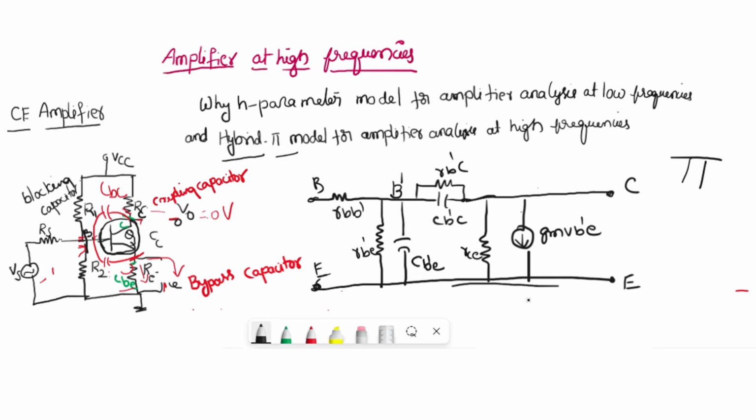Okay, so this is about why the H parameter model is used for low frequency analysis and why the hybrid pi model is used for high frequency analysis. In the next class, I'll explain in detail about this hybrid pi equivalent circuit. I'm going to explain all the resistors and all the capacitors and all the terminals in detail. Okay, I think you all understand this concept.